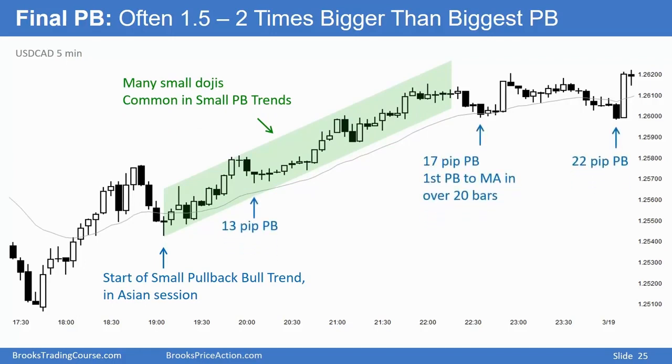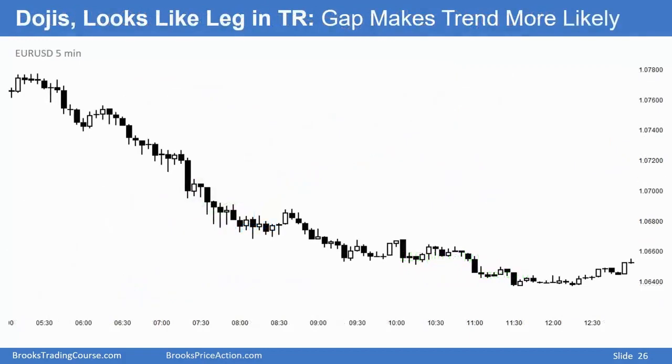But look at the size of the pullbacks. 13 pips, 17 pips, 22 pips. They're all pretty small. The entire rally went up 115 points, and the biggest pullback was only 22 pips. So very small pullback in the bull trend.